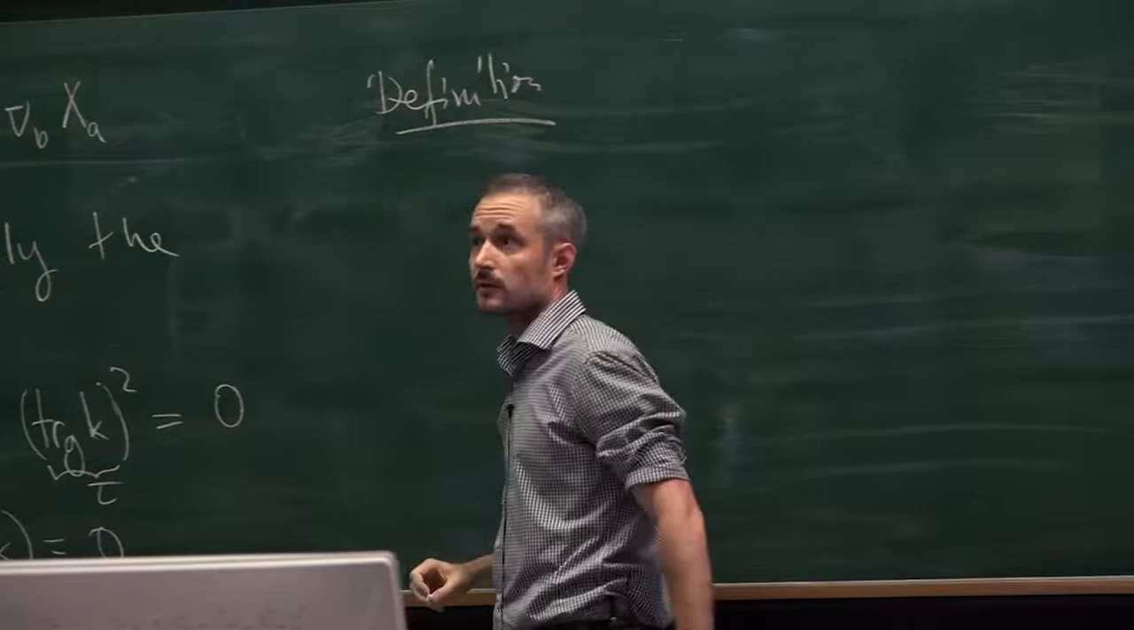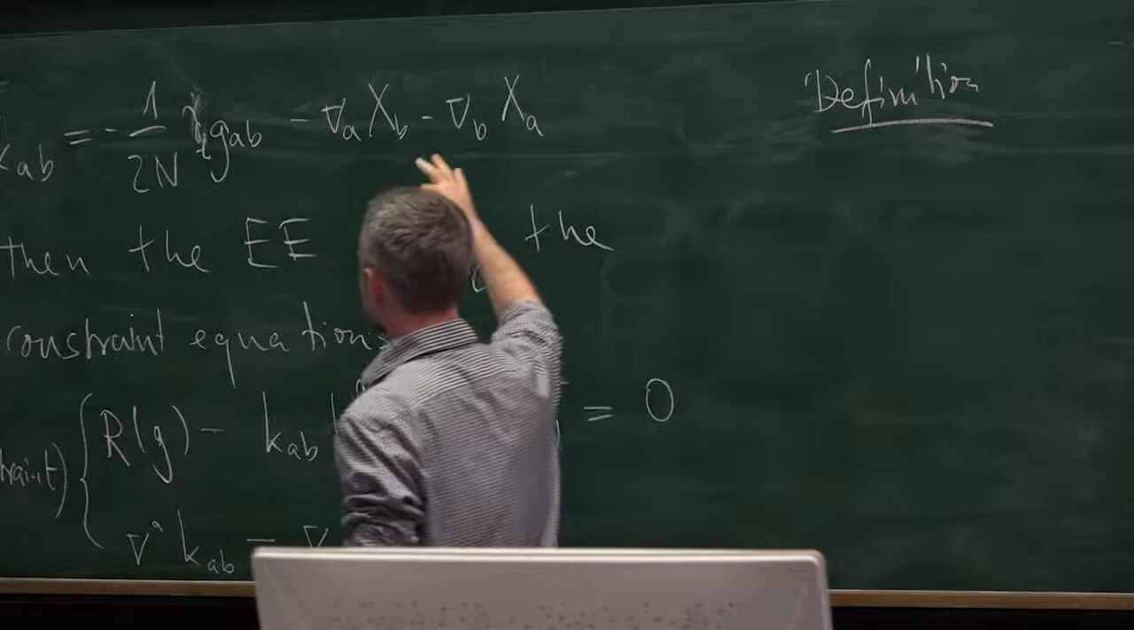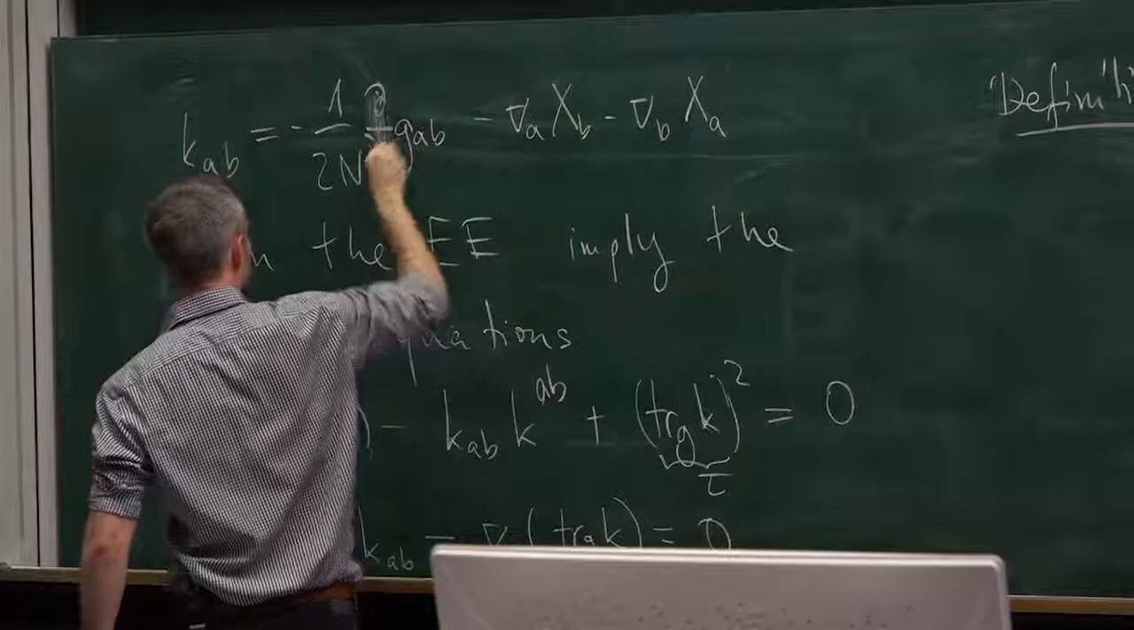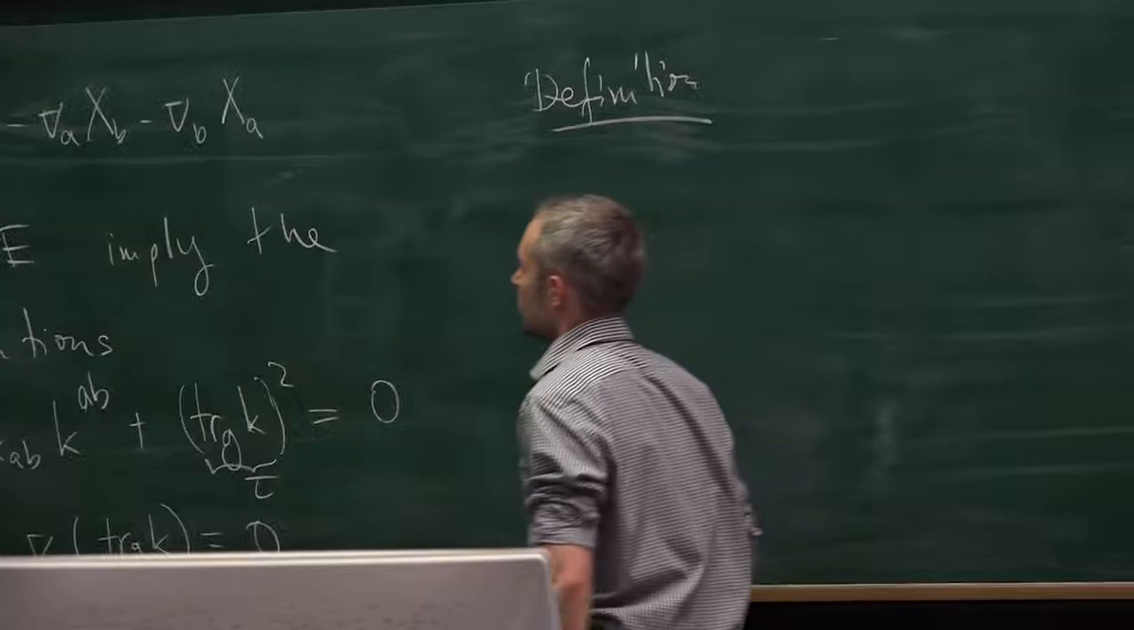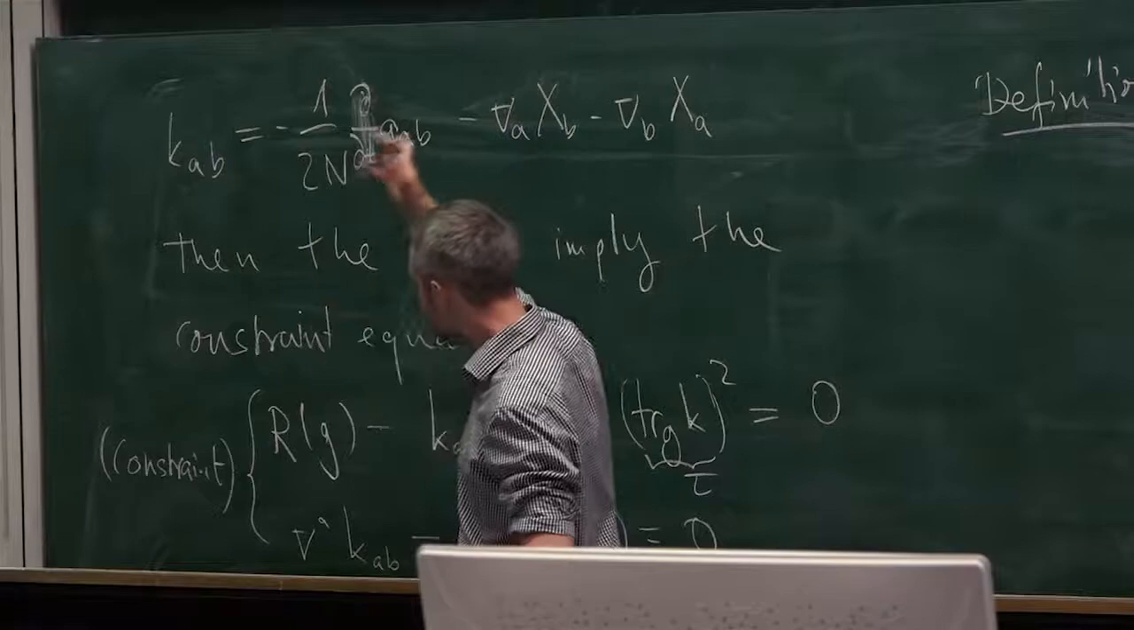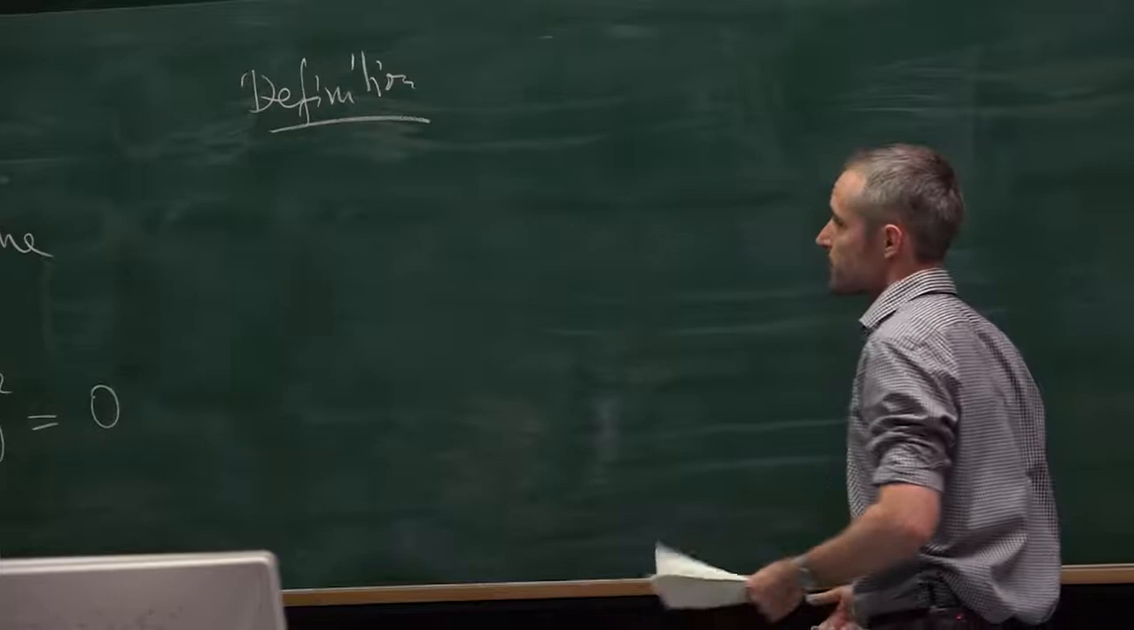Yes. That's a d by dt, if you want. I will use the notation partial index t to denote that. Sorry, okay, that's a good point already. If you think about the second fundamental form, think of it as sort of the time derivative of the metric. From the evolutionary perspective, that's a good thing to have in mind.